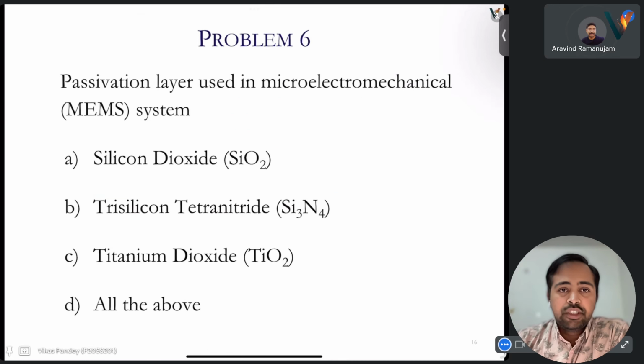Okay, sir. So the passivation layer used in micro electromechanical systems, MEMS, is silicon dioxide, trisilicon tetranitride, or silicon nitride, or titanium dioxide, or all of the above. Before answering this, let's answer why we need a passivation layer. What is the purpose of the passivation layer?